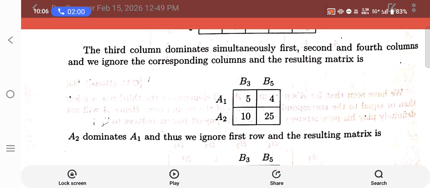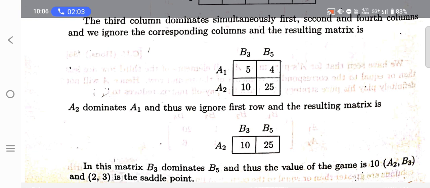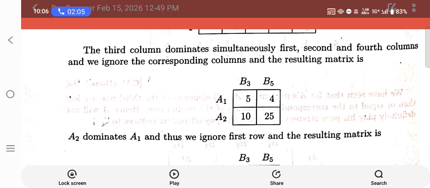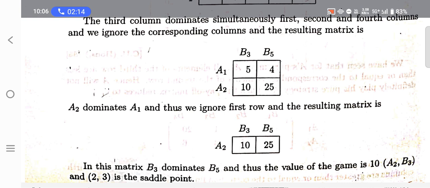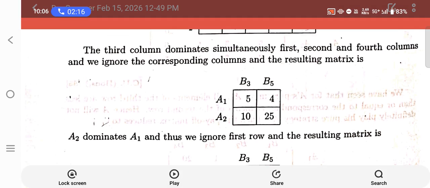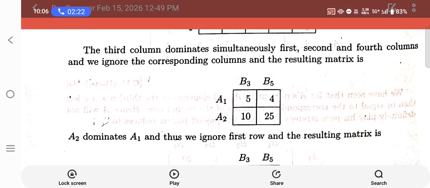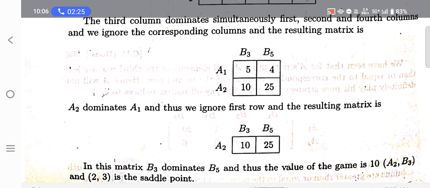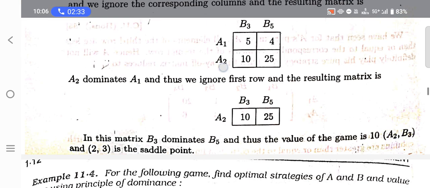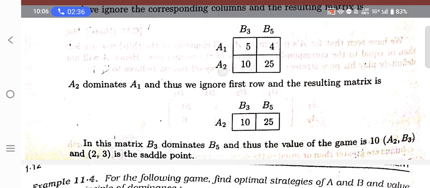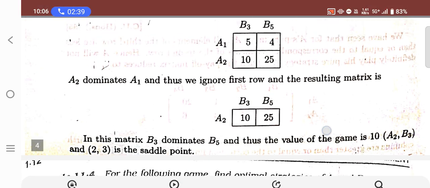Now for the player A, the A2 strategy dominates the A1 strategy. A2 dominates A1 means the A2 strategy will be good for the player A, as the values of the A2 row, that is the 10 is greater than 5 and 25 is greater than the 4, corresponding to the payoff with the player B. Okay, so the player A eliminates the A1 strategy and chooses A2. So A2 dominates A1. So our resulting matrix is here.